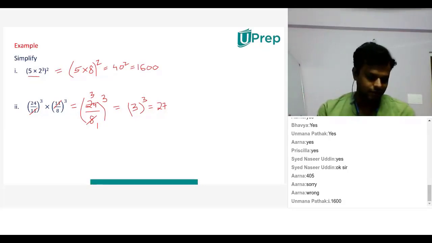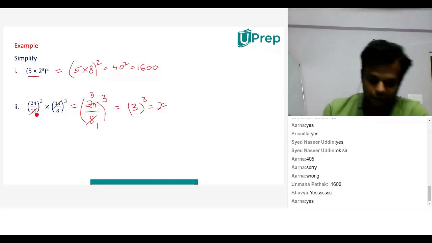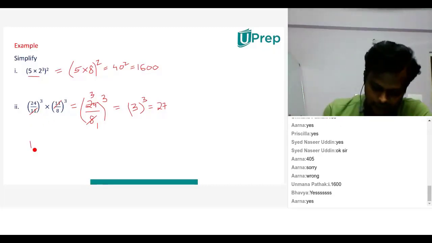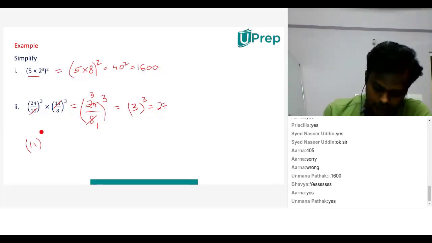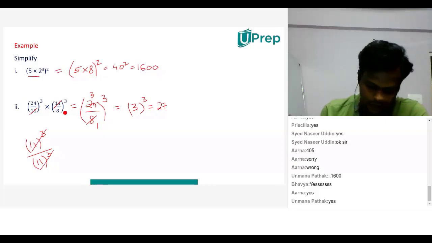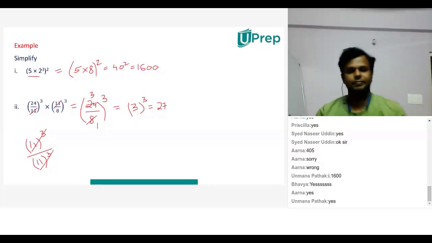Children, are we clear here? Please type a yes in the chat box. Children, for this 11, I have 11 in the numerator and I have 11 in the denominator, right? This will get cancelled. That's the reason I've cancelled it directly.